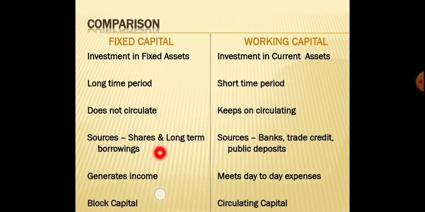Talking about the sources of fixed capital, they are shares, debentures, and long-term loans. The sources of working capital are banks, that is short-term loans, trade credits, and public deposits. What is the purpose of fixed capital? To generate income. And what is the purpose of working capital? To meet day-to-day expenses of the business.